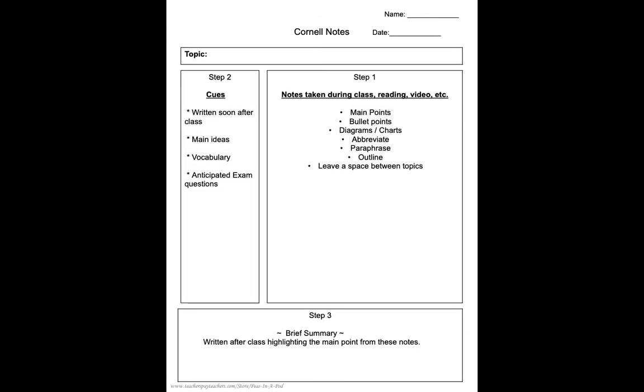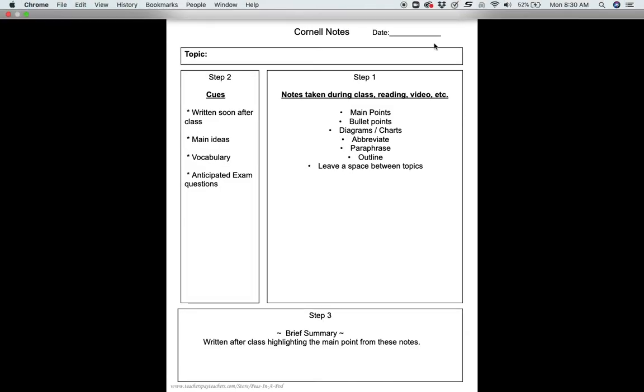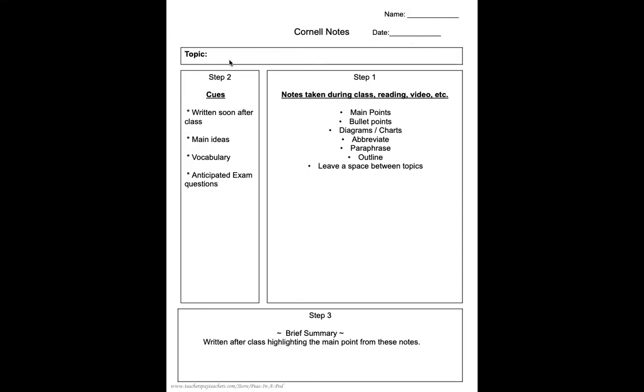So here's an example of what Cornell Notes look like. So you can put your name on there, the date, and then the topic. Let's say you're reading an article about soccer. You would write soccer at the top. Okay, so it looks a little backwards. This first box is step 1, but we want to be over here, or step 2, and we want to start over here at step 1.